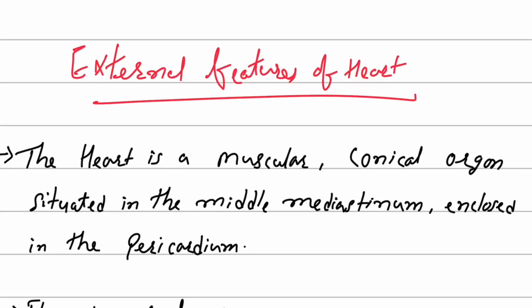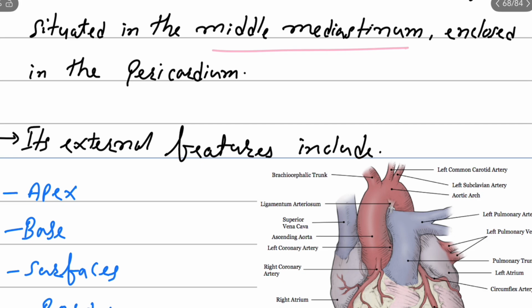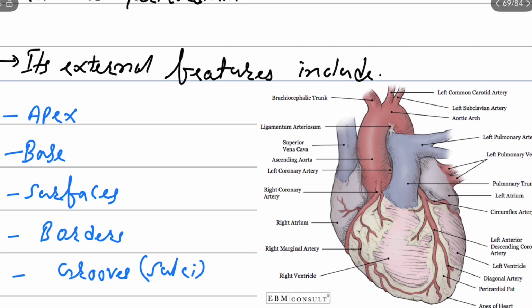Hi, today I will discuss external features of the heart. The heart is a muscular conical organ situated in the middle mediastinum, enclosed in the pericardium. The external features include apex, base, surface, border, and grooves, also sulci.